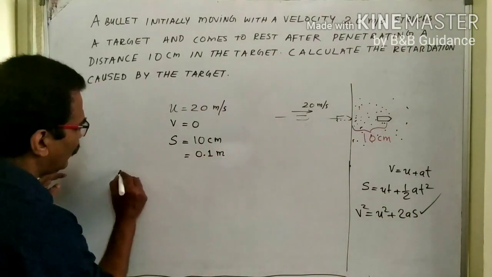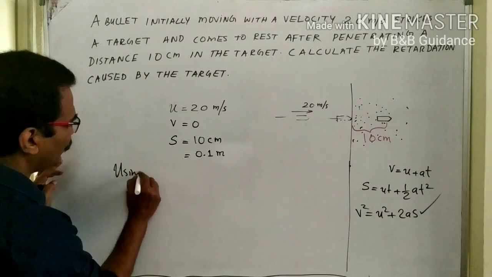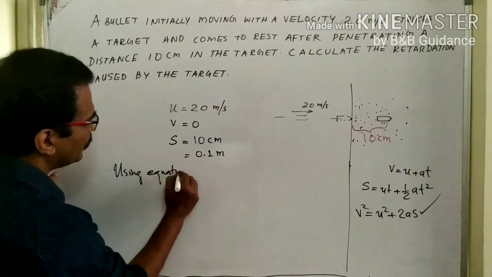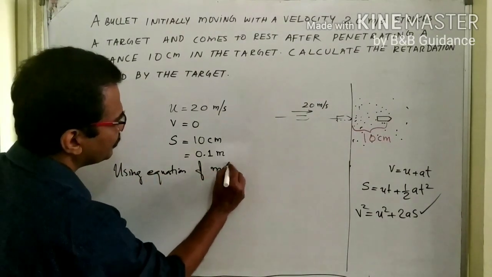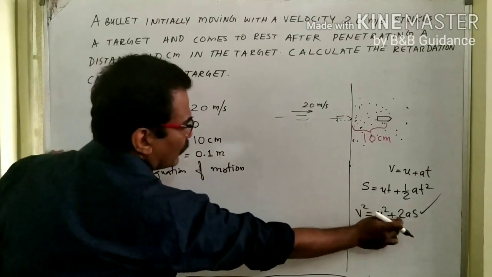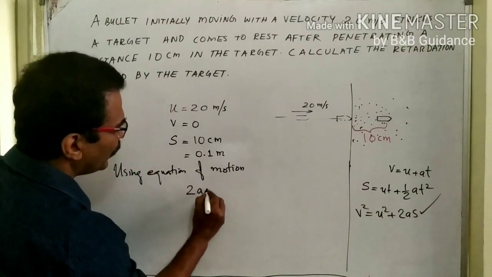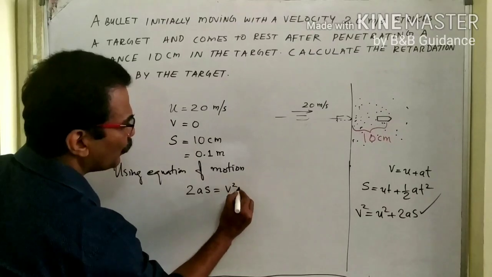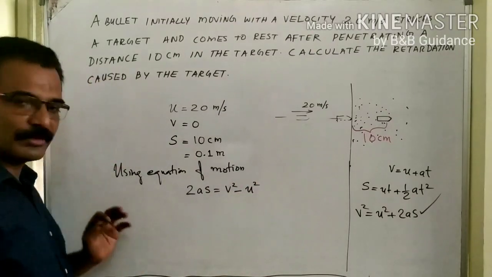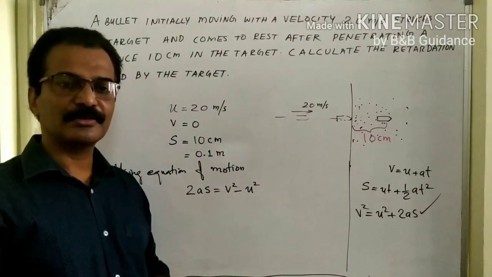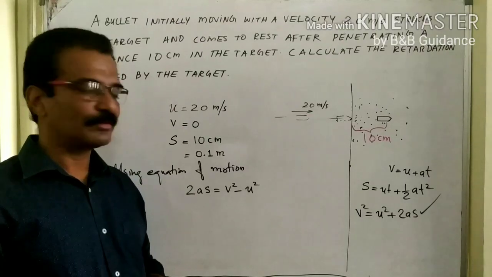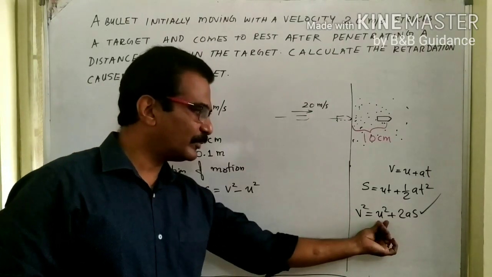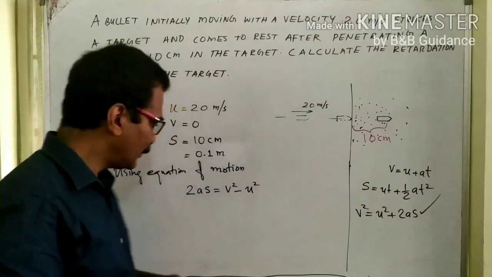Using the equation of motion, I can write this formula. I can write 2as is equal to v squared minus u squared. Am I correct? Yes, sir. I just took this u squared to the left hand side.